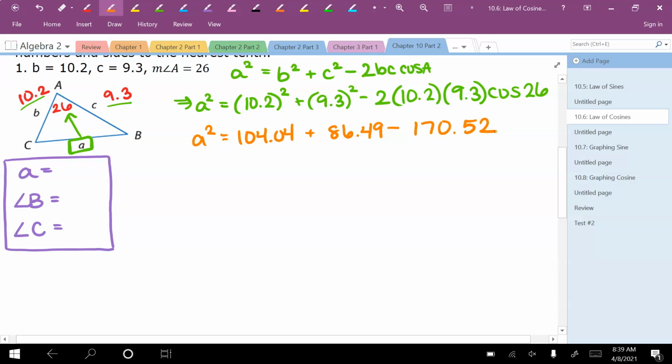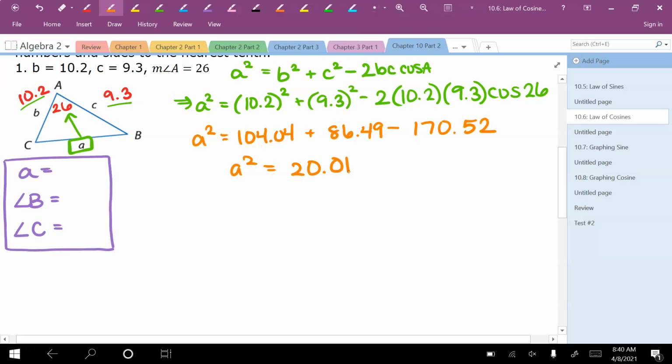Okay, again, you don't have to break it apart like that. You can just type this all in. Just make sure that you're maybe putting parentheses around things so your calculator reads it correctly. So then I'm just going to add these first two numbers and subtract. So I get a squared equals 20.01.